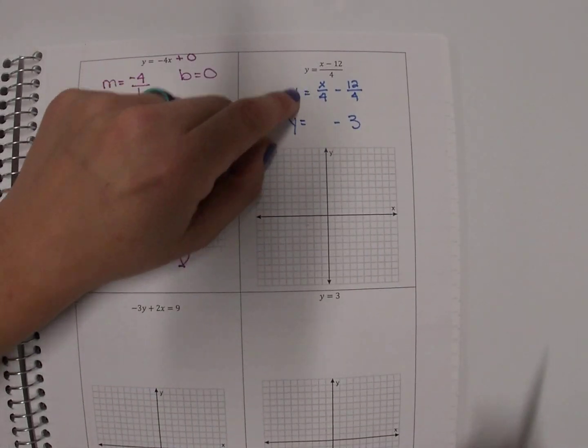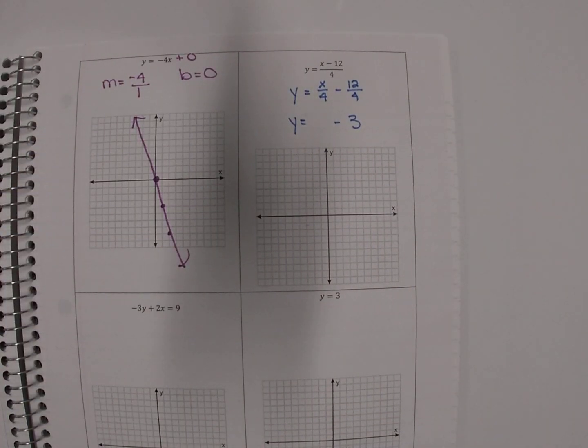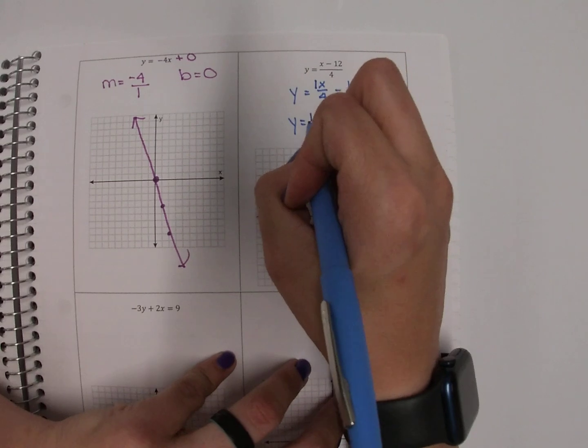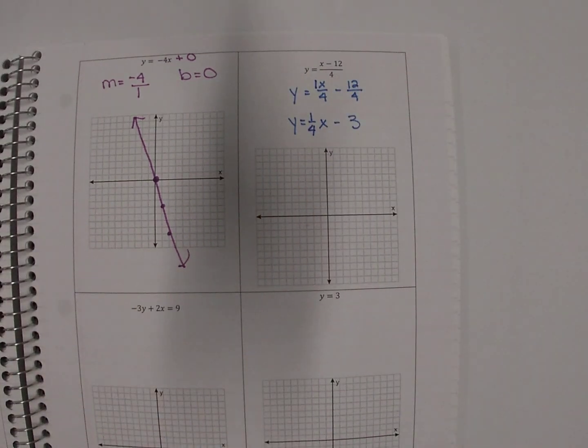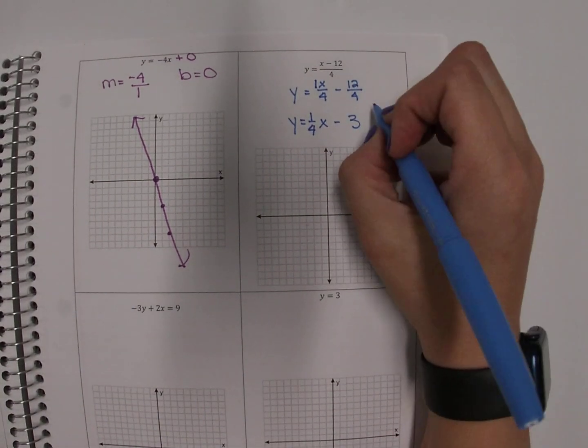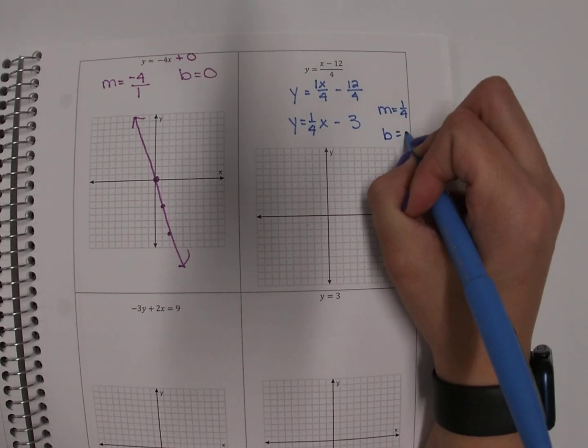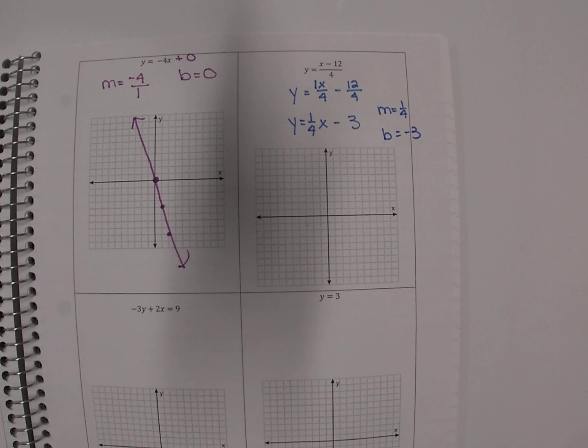But if we just leave this as x over 4, we're not seeing that m or that slope in front of the x. So it's important to understand that there's really a 1 there, and that is really a 1/4 x, because we need that 1/4 for slope. So we know that our m is 1/4, and that our b is -3.